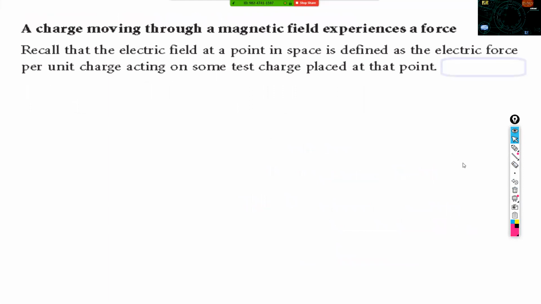So the basics of 19.3, chapter 19, section 3, is that a charge moving through a magnetic field is going to experience a force. And again, that force is now going to allow you to cause a change in motion, going all the way back to Newton's laws.